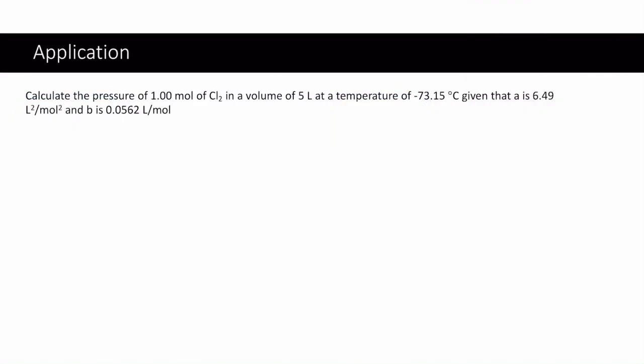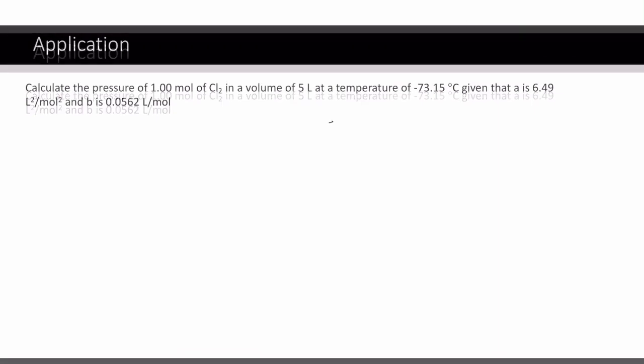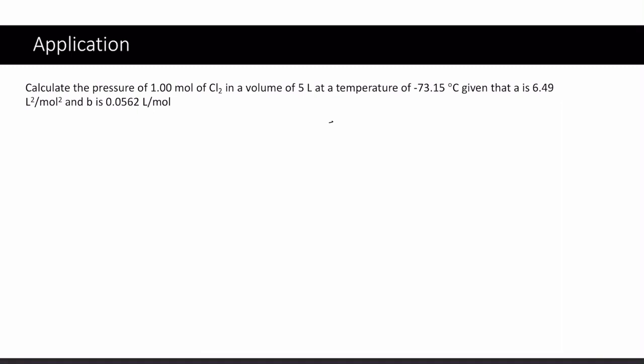Now let's try an application question. The question states: calculate the pressure of 1 mole of chlorine in a volume of 5 liters at a temperature of negative 73.15 Celsius, given that A is 6.49 and B is 0.0569. Pause the video and try this for yourself first. So before we begin this equation, we must look at the givens. They give us the moles, the liters, the temperature, and the A and B values. And it is asking for us to solve the pressure.